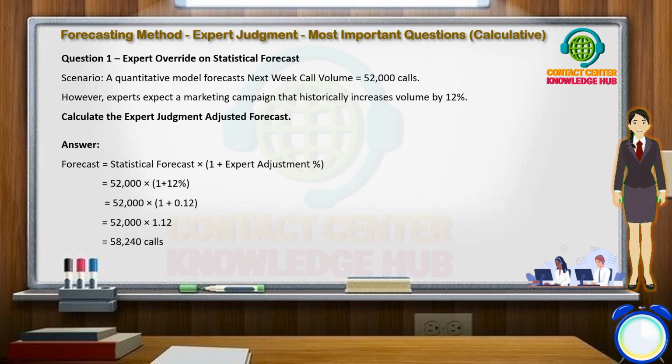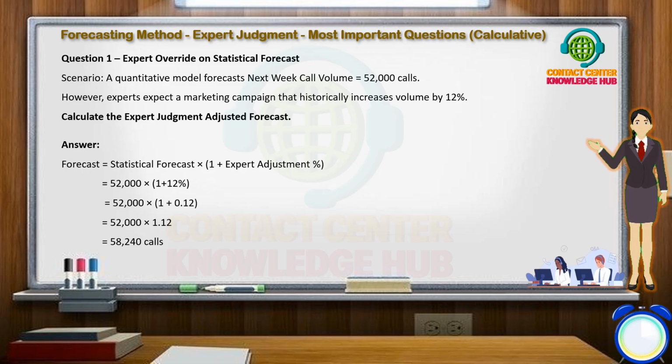And the answer is here. In this scenario, a quantitative forecasting model predicts next week's call volume of 52,000 calls. However, based on historical experience, experts expect a marketing campaign that typically increases volume by 12%. To forecast, we apply expert judgment using the standard formula. Adjusted forecast equals statistical forecast multiplied by 1 plus the expert adjustment percentage.